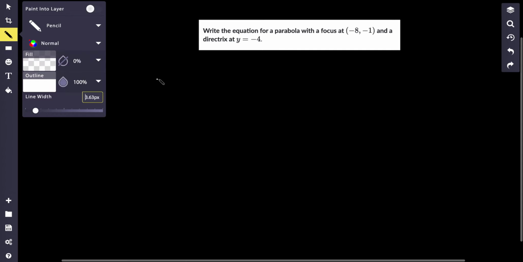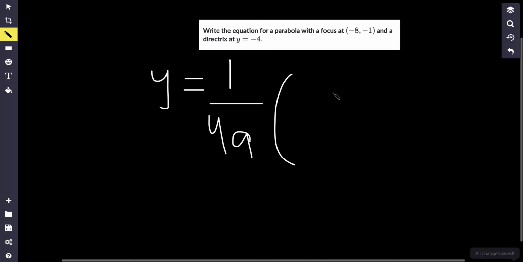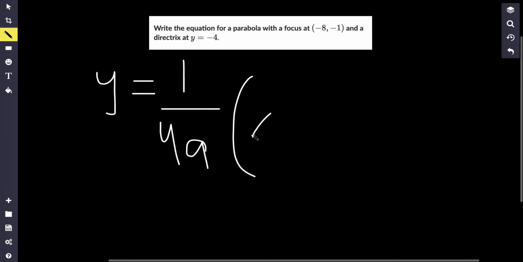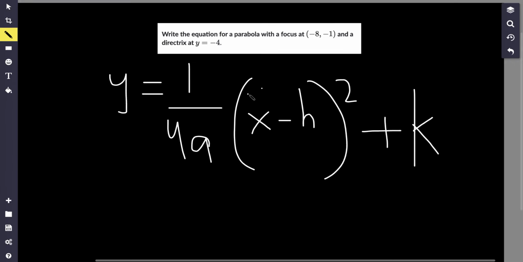Write the equation for a parabola with a focus at -8, -1, and a directrix at y is equal to -4. So, how can we solve this one using the strategy we did for the last problem?